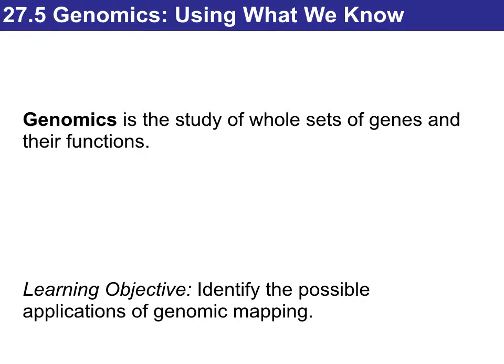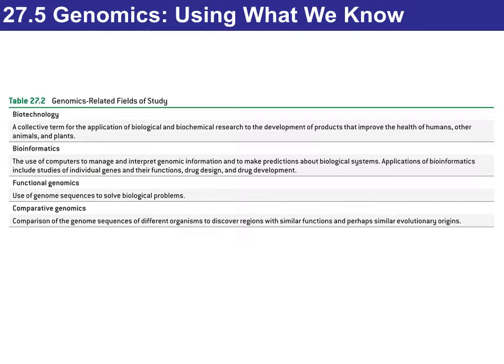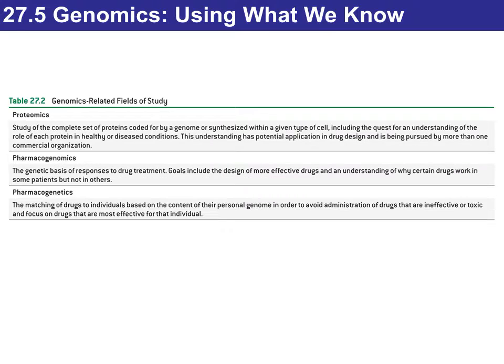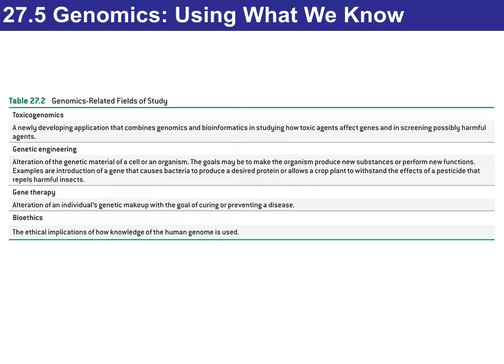Genomics is the study of whole sets of genes and their function. Here are some examples of where we use it. Those are fields of study such as biotechnology, bioinformatics, functional genomics, comparative genomics, proteomics, pharmacogenomics, and pharmacogenetics, as well as toxicogenomics, genetic engineering, and gene therapy. That leads to ethical implications of how knowledge of the human genome is used, and that's what we call bioethics.